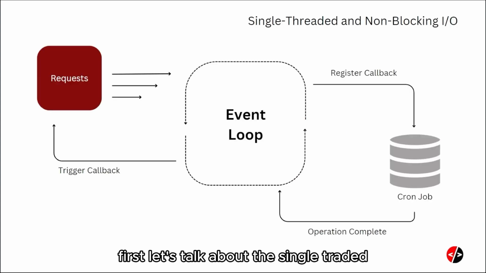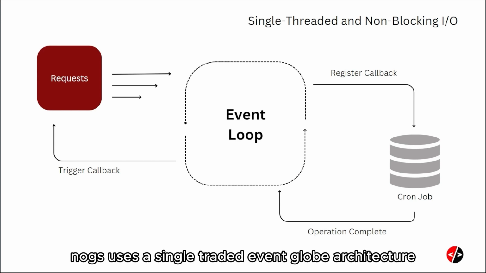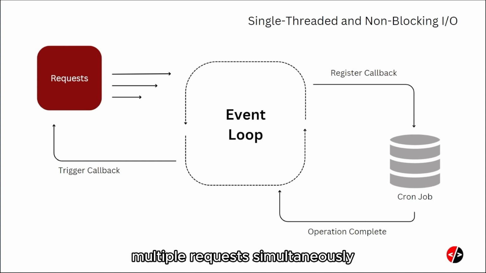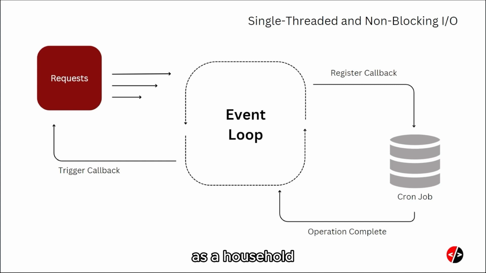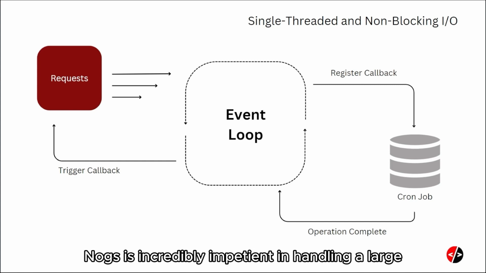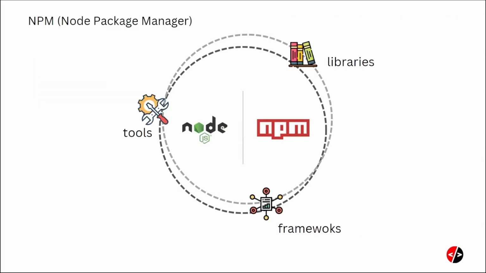First, let's talk about the single-threaded and non-blocking I/O model. Node.js uses a single-threaded event loop architecture. This allows it to handle multiple requests simultaneously without creating separate threads for each connection. As a result, Node.js is incredibly efficient in handling a large number of concurrent operations.